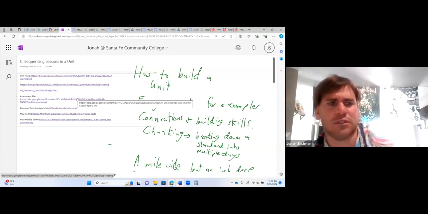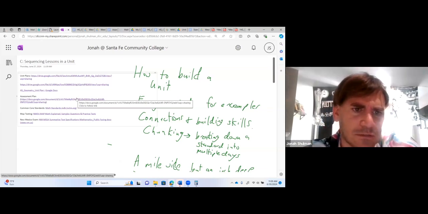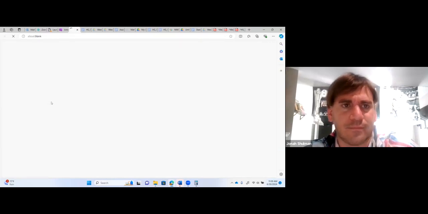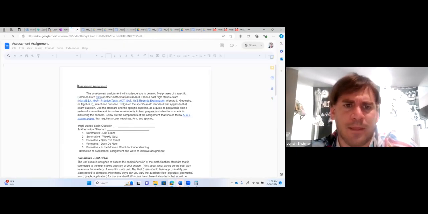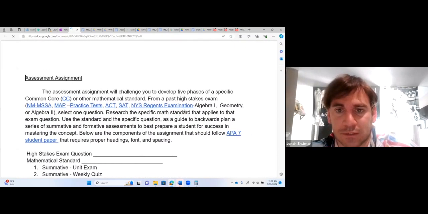So let's actually look at this assessment plan and kind of see how to do one of these, and then look at the standards. So here we go. Now this is towards the end. You can do this assessment assignment if you like. If you don't want to do it, that's okay.